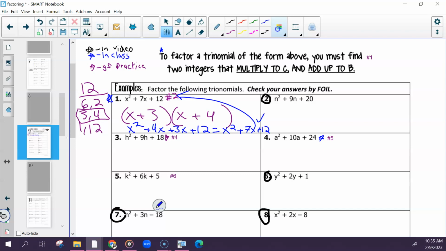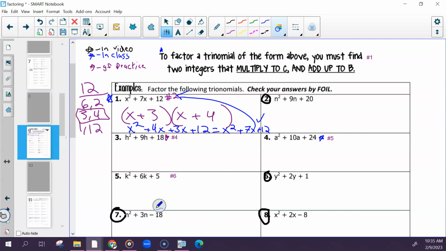Do we have any questions on that process? There are some side rules that, if it helps you to remember, use them. It's not something you have to remember. When you're factoring, if you see a plus and a plus in your expression, then your factors are also going to have a plus and a plus. Okay. Let's do another one.